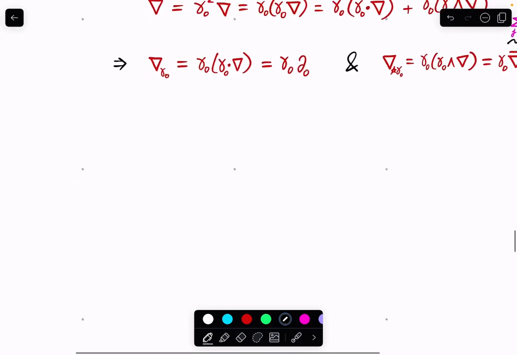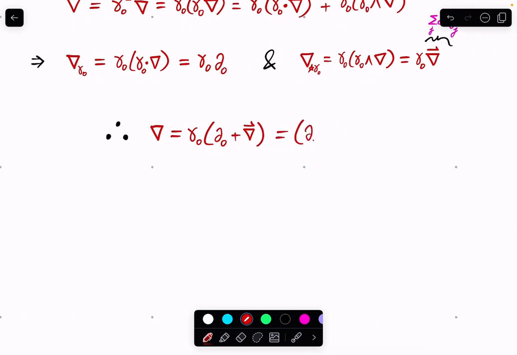Well, this implies we can then rewrite the 4 gradient as gamma naught, the partial of the time direction, plus the 3 gradient, which is equal to this version here. Because the gamma naught commutes with the partial here, but it anti-commutes with this 3 gradient. So the 4 gradient can be decomposed in terms of the 3 gradient and the time derivative.